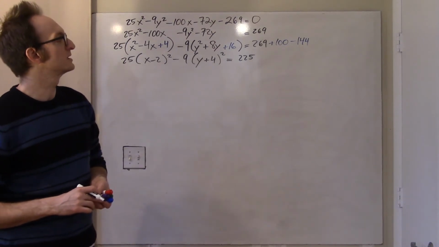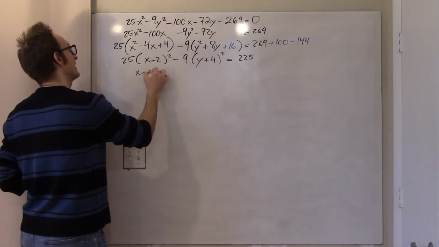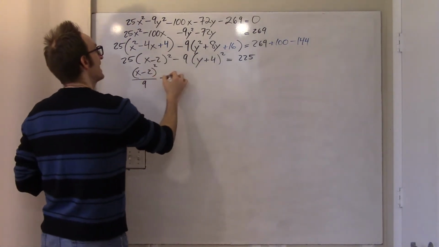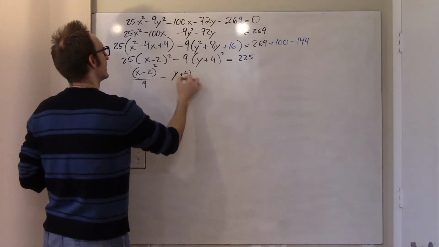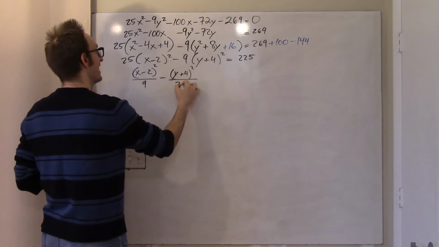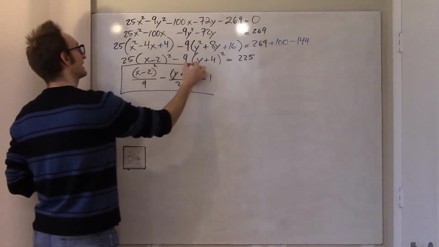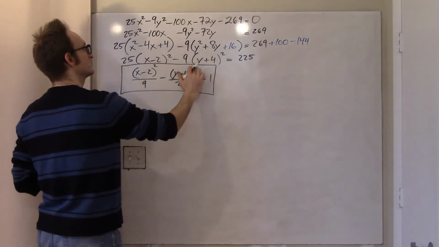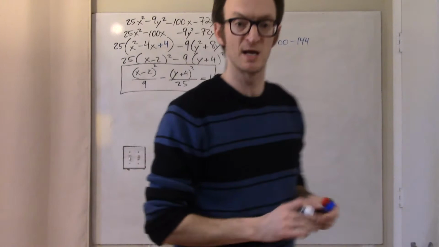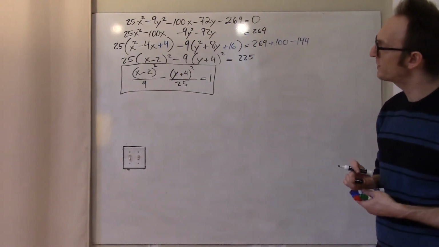Finally, I should divide both sides by 225. And if I do that, I get (x minus 2) squared over 9 minus (y plus 4) squared over 25 equals 1. Okay, that was the easy part. So this is just more or less mindless algebra. I mean, computers can do this, so can you. Just make sure you are careful about it.